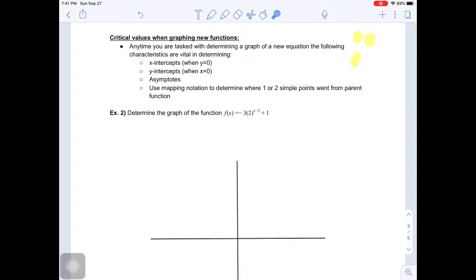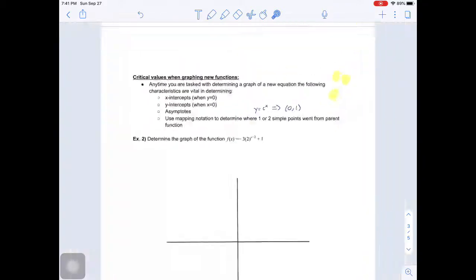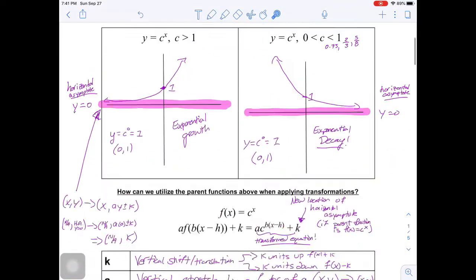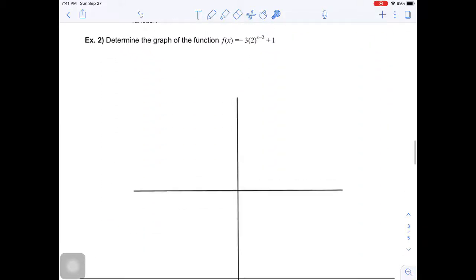You need to find x-intercepts, you need to find y-intercepts, you need to find asymptotes, and you also should probably find just like 1 or 2 simple points that were on your original graph and where did they go. So the point I'm talking about in terms of exponential functions is it's probably a good idea to figure out where that 0, 1 point went. Okay, remember we talked about those values up here. Those 0, 1 points are those y-intercepts. So where did they go? So you usually want to use mapping notation for that case.